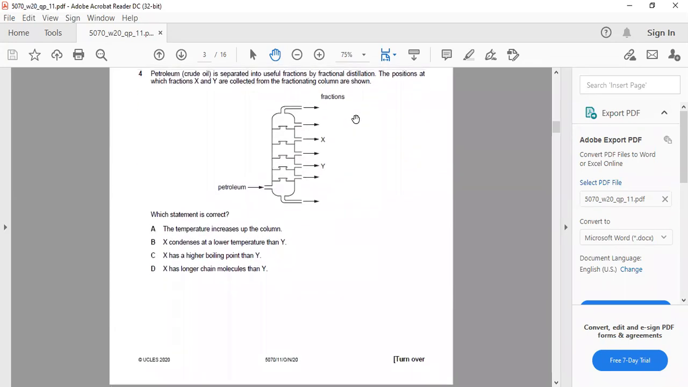Save your time. Next is a very simple question about fractional distillation of crude oil. You know, the higher up the fraction, the lower the boiling point, okay, and the fewer the number of carbons.